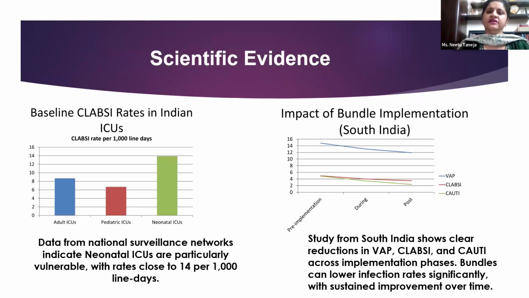So we will understand the role of bundles with these graphs and studies. The data which you can see on your screen, on your left, is a bar graph. This is basically data from the National Surveillance Network, which indicates that neonatal ICUs are particularly vulnerable, with rates close to 14 per 1,000 line days. So you can see the burden is more in the neonatal ICU as compared to the adult and pediatric ICU, right? And the reason we have already discussed in the previous slide: their prematurity and the rest of the causes.